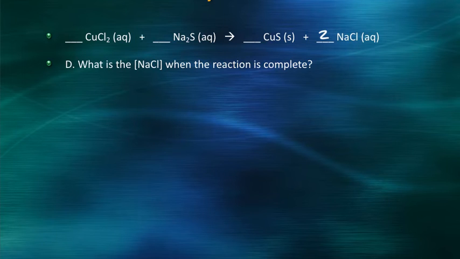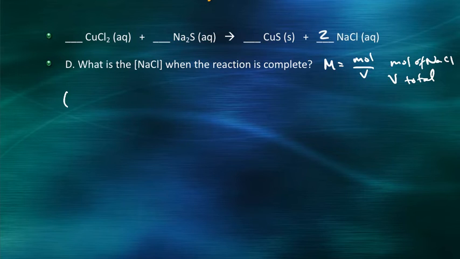And its concentration is moles over volume. So I need to find moles of NaCl that got made, and I need the total volume. I need those two things here. It shouldn't take too long, since we know the Na2S is the limiting reactant. Our molarity of the Na2S was 0.350 molar, and our volume was 0.0100 liters, and that would be moles of Na2S.